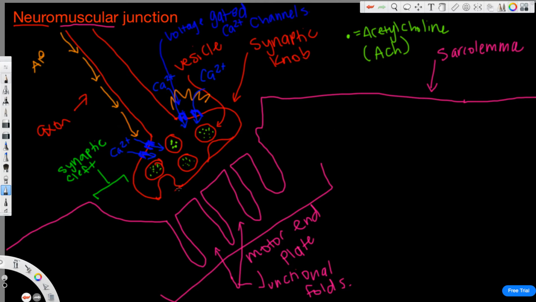And that results in what was once inside the cell, inside of a vesicle, now being outside. So we can release our acetylcholine into the synaptic cleft. So here we go. Acetylcholine is now in the synaptic cleft. And that's great. However, it's not good enough.